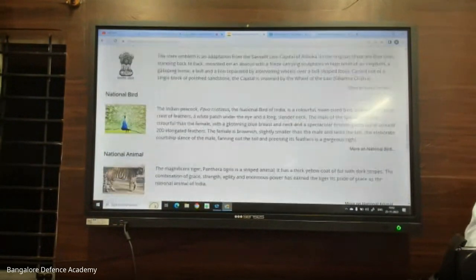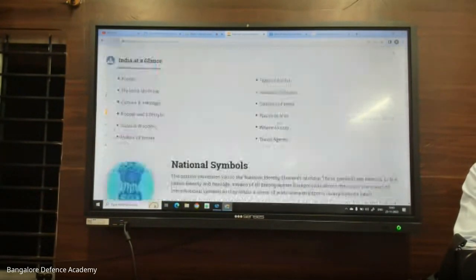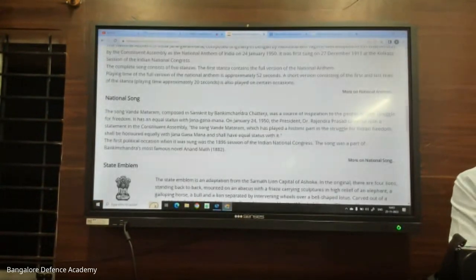Okay, peacock. Which god has this as a vehicle? Yes. Next, tiger. Before 1971, what was India's national animal? Lion. Before 1971, what was India's national animal? Panthera leopardica. Write down. Panthera leopardica. Panther is kind of a family, the wild cat family. Okay. Black panther.